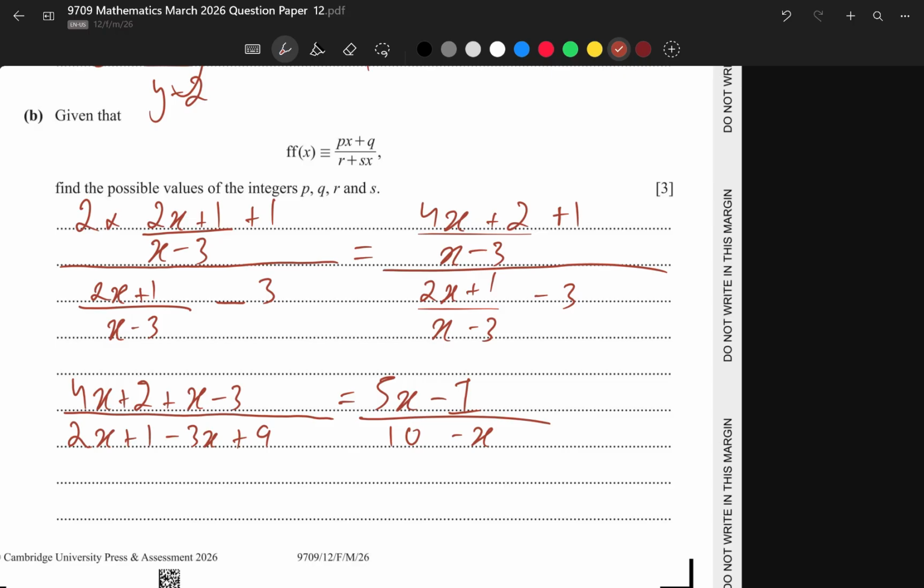As you can see, px is equal to 5x, so p is equal to 5, q is equal to minus 1, r is equal to 10, and for sx, we have to find the s. So this is minus x or minus 1x. So s is equal to minus 1. So these are the answers of these parts.